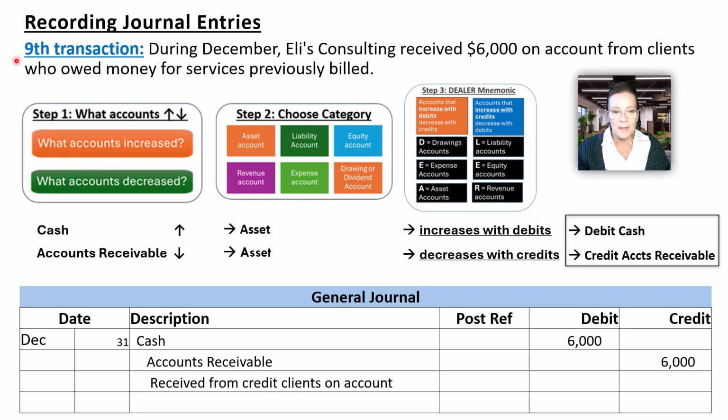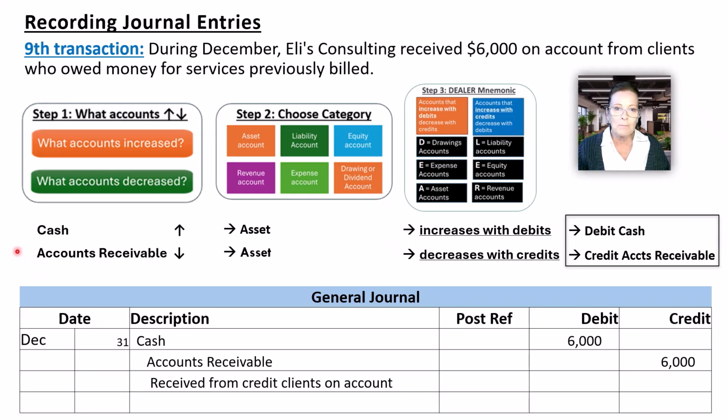In the ninth transaction, we record the customer payment when Eli's Consulting received $6,000 on account from clients who owed money for services previously billed. For this transaction, cash increased. Cash is an asset, and assets increase with debits, so we debit cash.